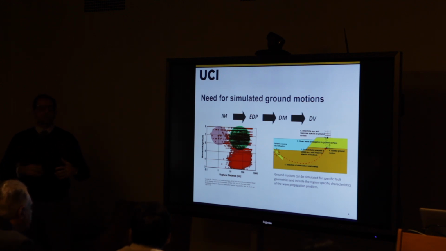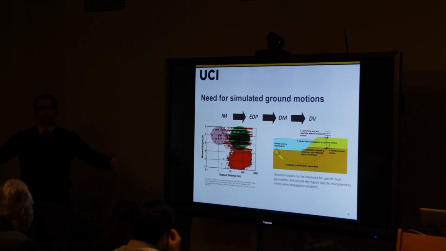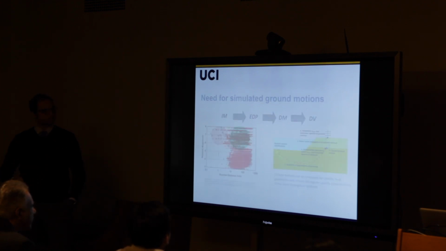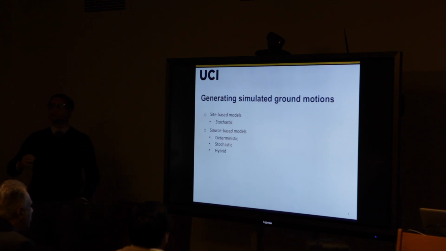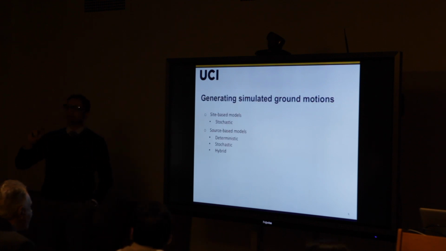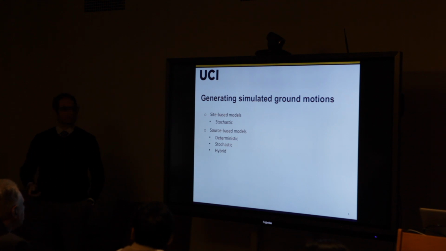We want to make things tailored. We want to have tailor-made ground motions for the region that we are doing the design for and the building or bridge that we are working with. So we are moving towards using simulated ground motions. So with this, I would like to talk one slide about two different ways of simulating ground motions.